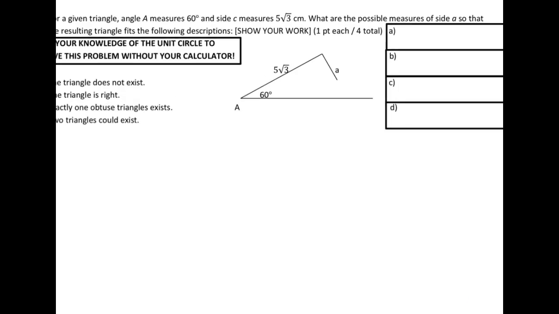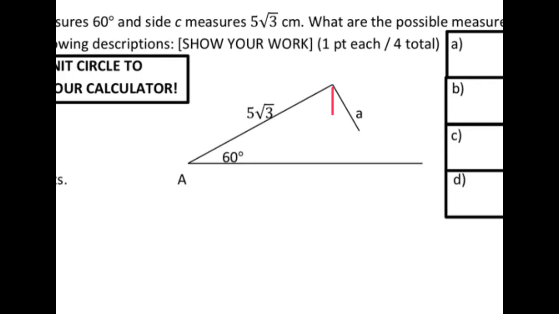Because this is a non-calculator problem, we know enough about the unit circle to solve this without a calculator. So remember, for this problem, first thing we need to do is figure out what is that perpendicular distance right there, because we are going to call that distance the minimum for A. So let's find that. Remember, that's just going to be 5 root 3, that value we know, times the sine of that angle.